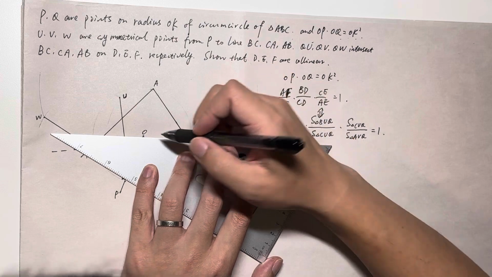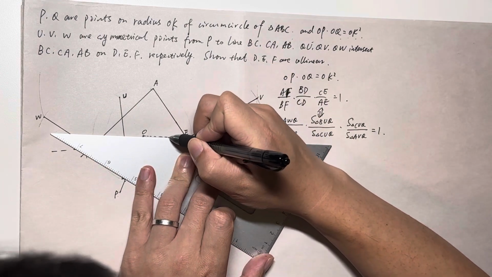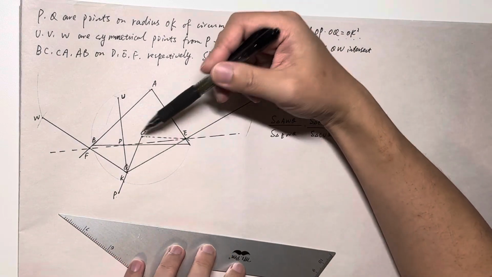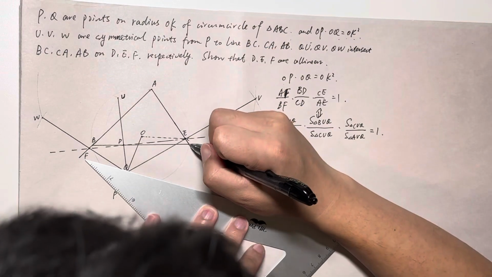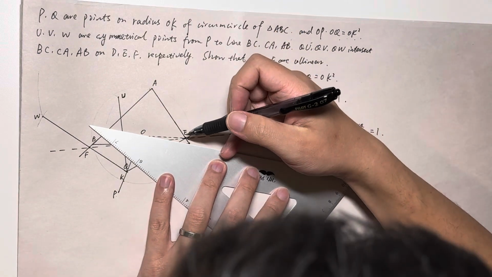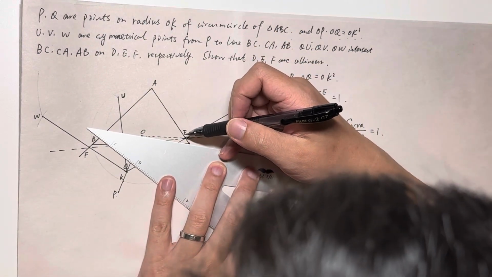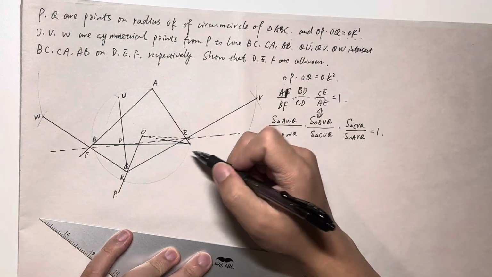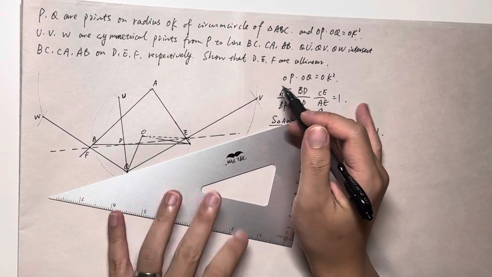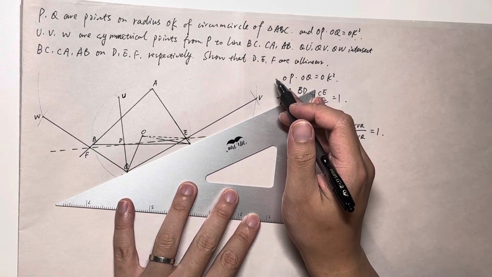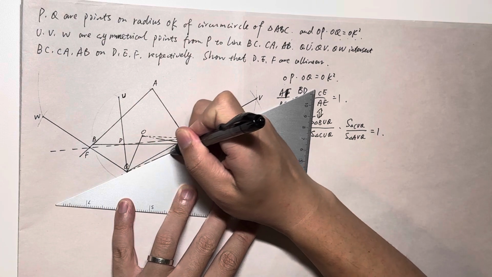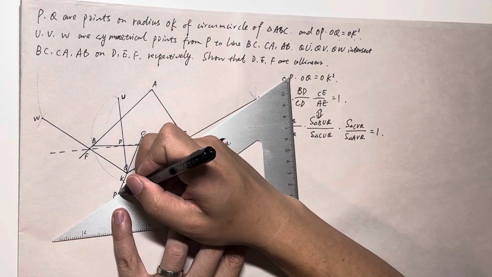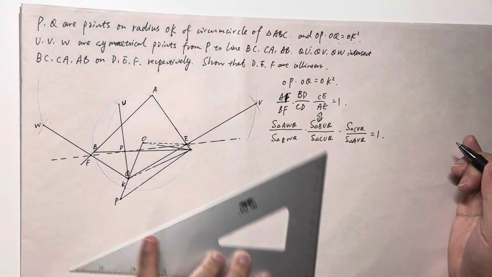So let's consider point C. Let's connect OC. Point C is this one. It's very easy to make a mistake. We connect OC, and we connect QC. Also, we can connect PC.